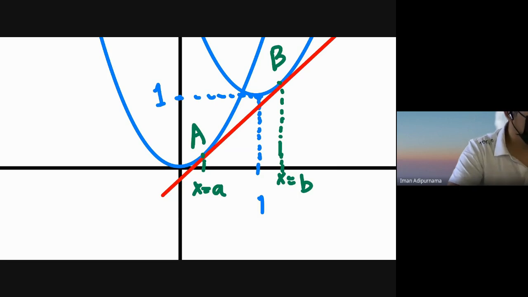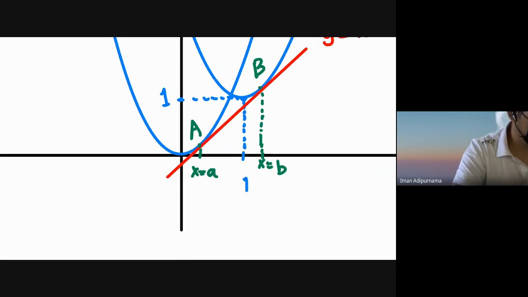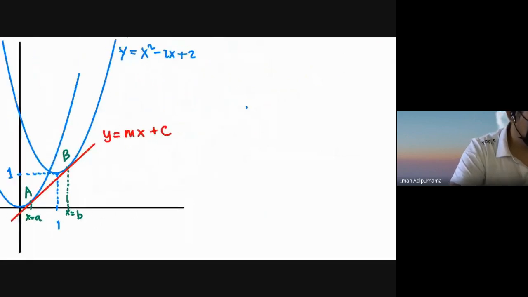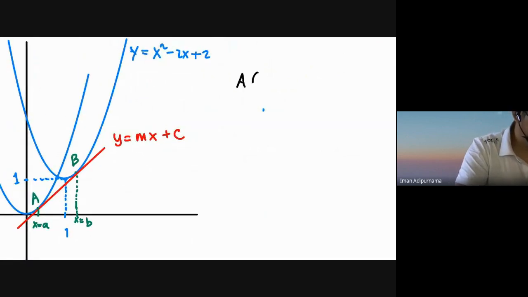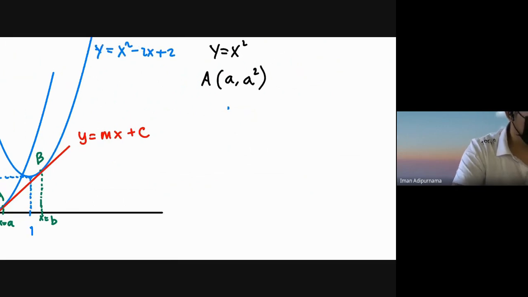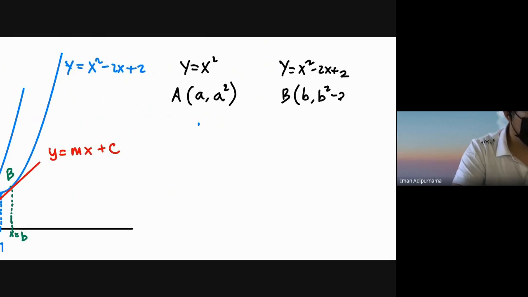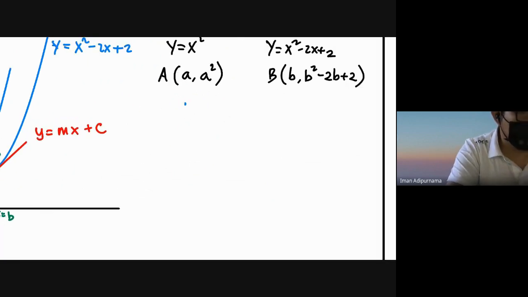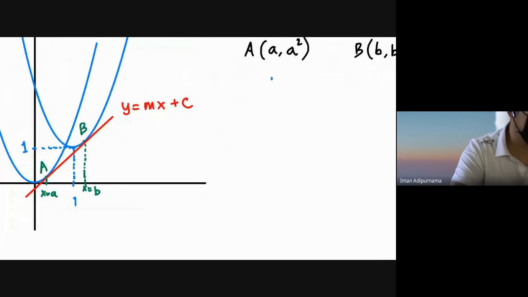So if we are observing both curves, each curve, let me write here. Each curve A, at x equal a, then y will equal a squared. So this is y equals x squared. And for B, this is B, and then b squared minus 2b plus 2. At least that is our point for A, B.